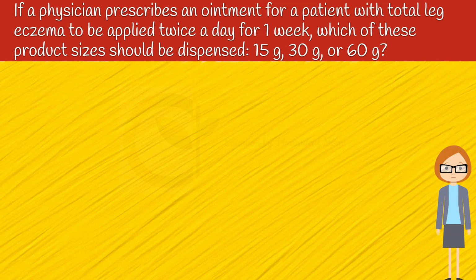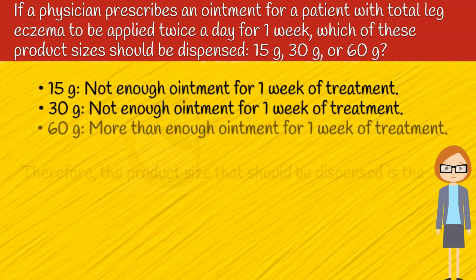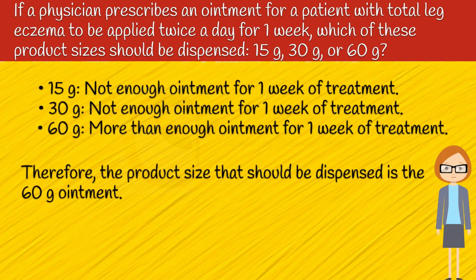Now, we compare the total amount needed for 1 week, that is 56 grams, with the available product sizes. 15 grams will not be enough ointment for 1 week of treatment. 30 grams will not be enough ointment for 1 week of treatment. 60 grams will be more than enough ointment for 1 week of treatment. Therefore, the product size that should be dispensed is the 60 grams ointment.